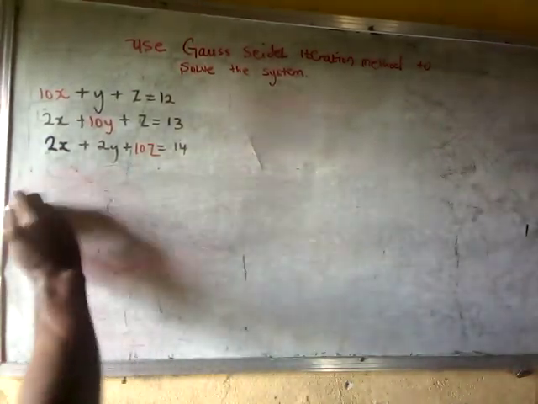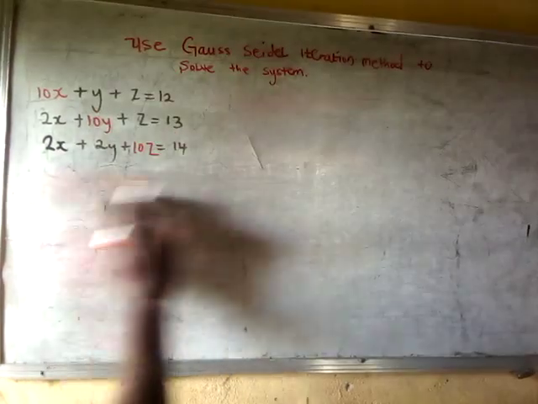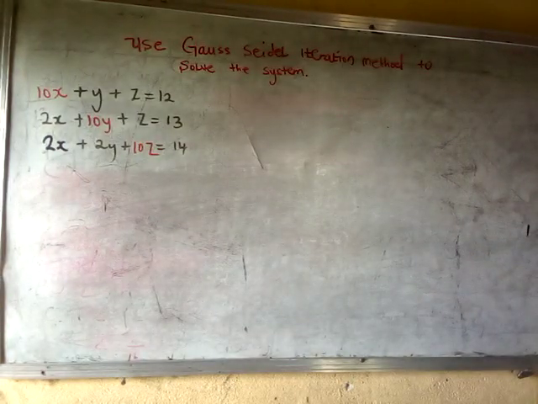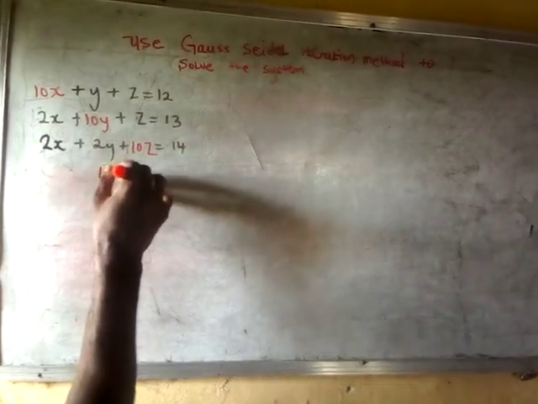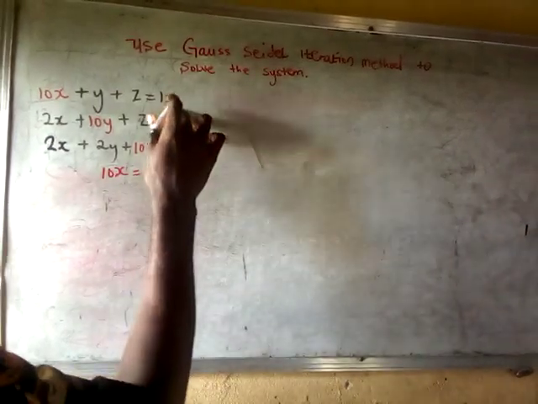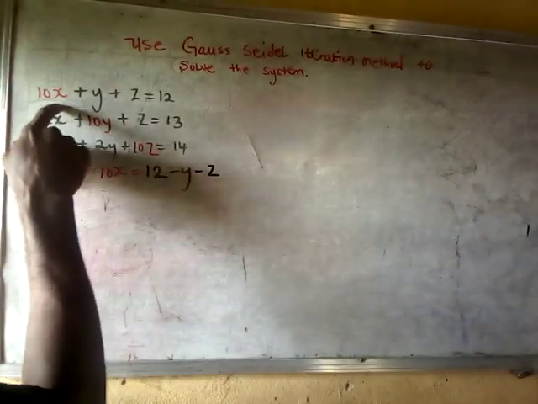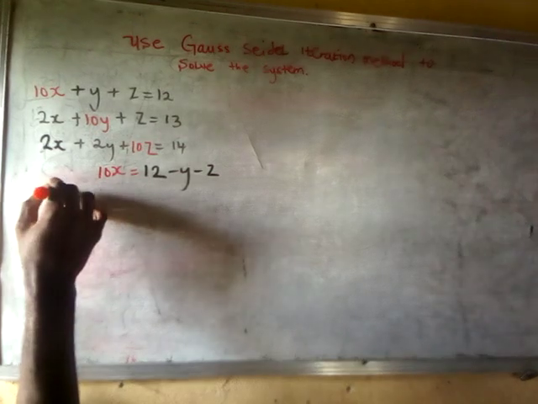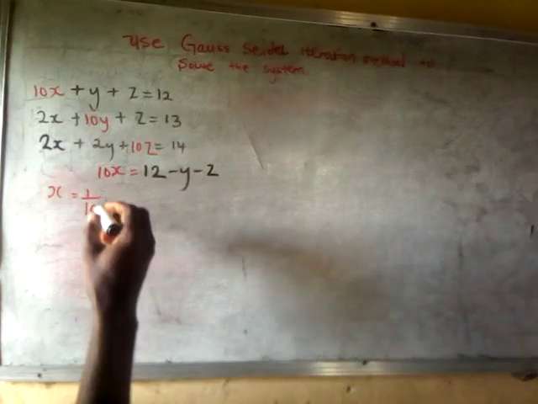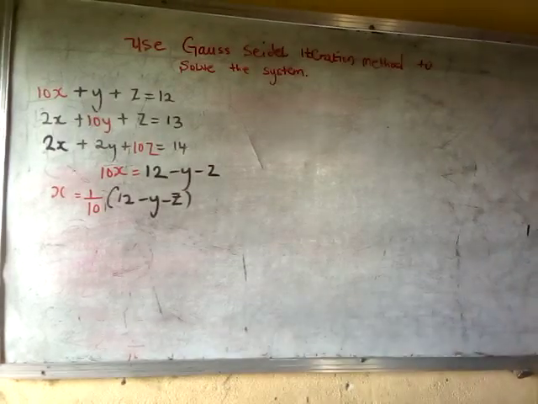Let's start the solving. I'm making 10x the subject of the formula. I'm going to be a little fast because I believe very well that you understand my last video. We have here 10x is equal to 12, and I'll minus y, then I'll minus z. You understand? Now I'm transferring these two to the other side. Then my x is equal to 1 all over 10 into 12 minus y minus z. So I'm trying to make x the subject of the formula.